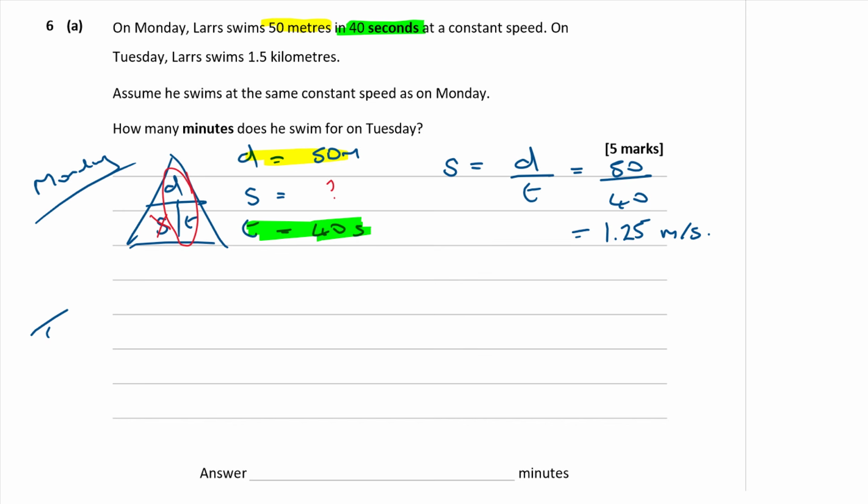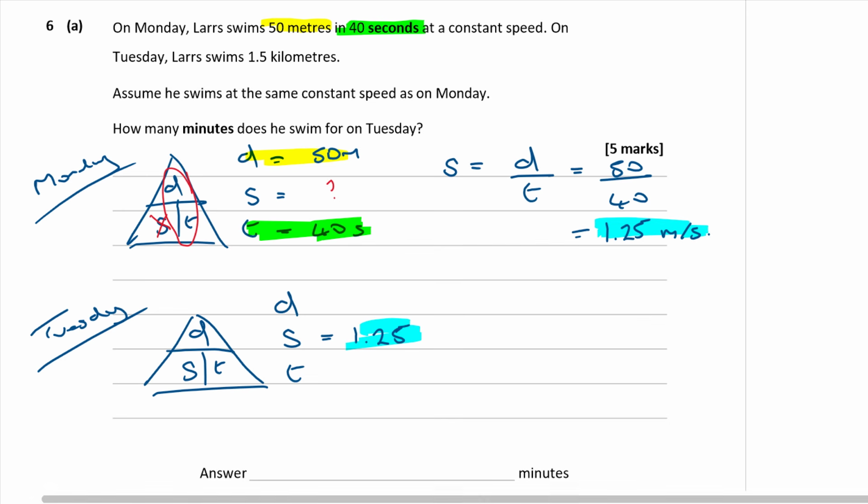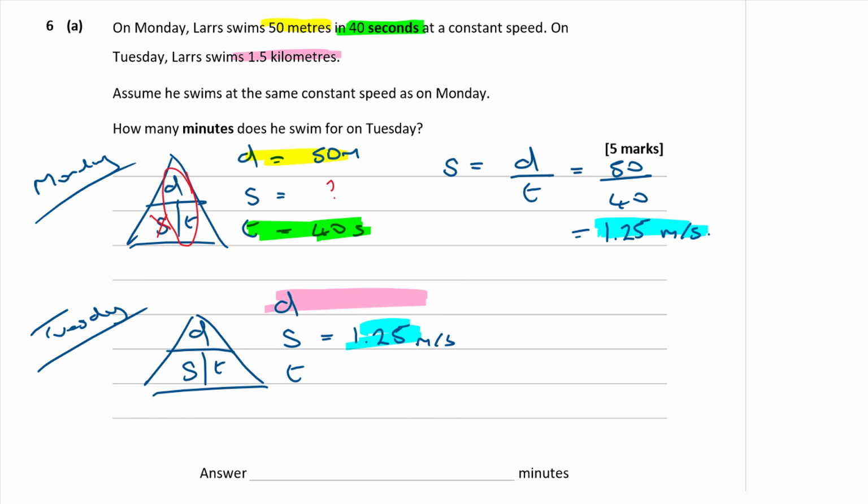So assuming then on Tuesday he swims at the same speed, I'm going to do another distance, speed, time calculation. So what have I got this time? I know the speed this time because we're assuming he swims at the same speed as last time, which was that 1.25. Okay, what else do we know? Oh, he swims this time a distance of 1.5 kilometres. So my new distance here is 1.5.